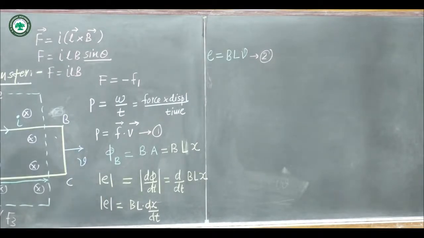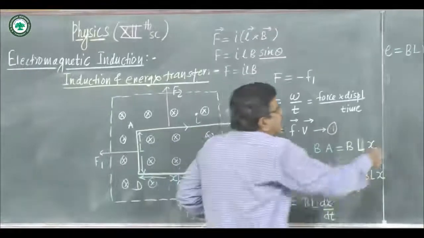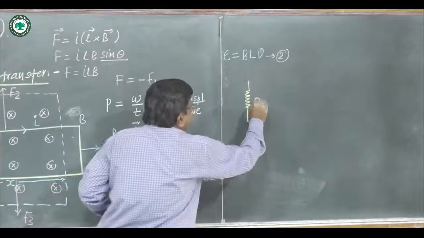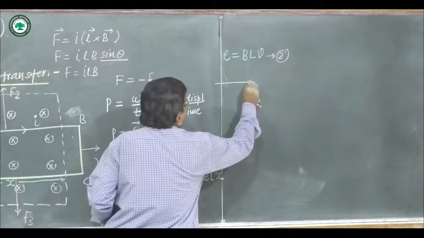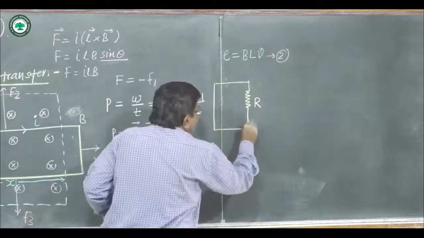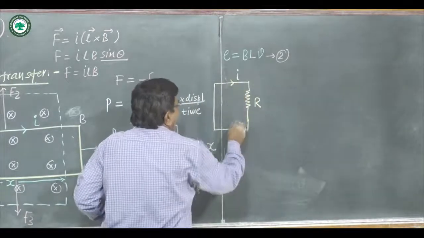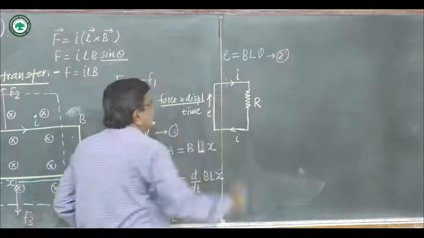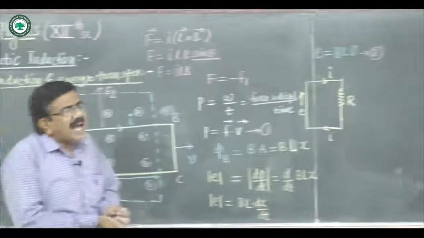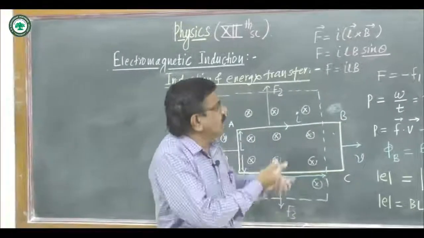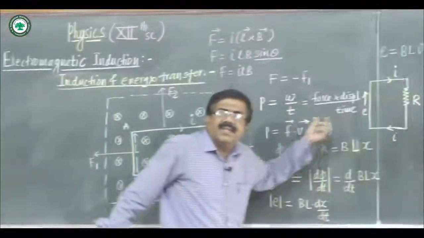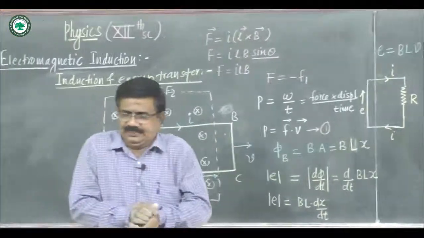Now here this loop is considered as one circuit having the total resistance as R. Effective resistance of the loop is R. Current flowing through the loop is suppose I, and EMF is induced in the loop. R is the total effective resistance of the loop, I is the current flowing through the loop, E is EMF induced in the loop.